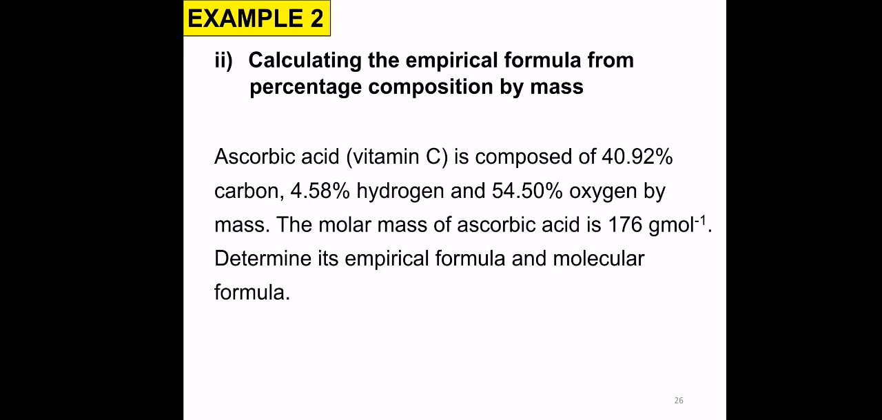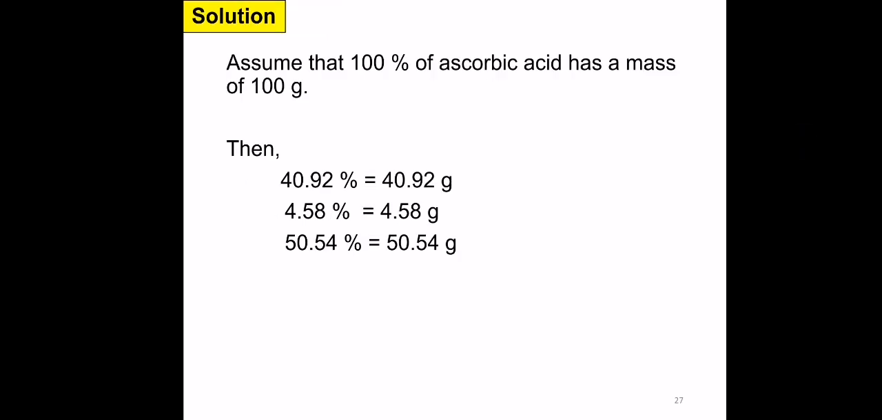So given the molar mass of ascorbic acid is 176 gram per mole, we want the empirical formula and also the molecular formula. So what are the steps to solve this problem? Alright, the first thing that you must write down is you assume that 100% of ascorbic acid has a mass of 100 gram.